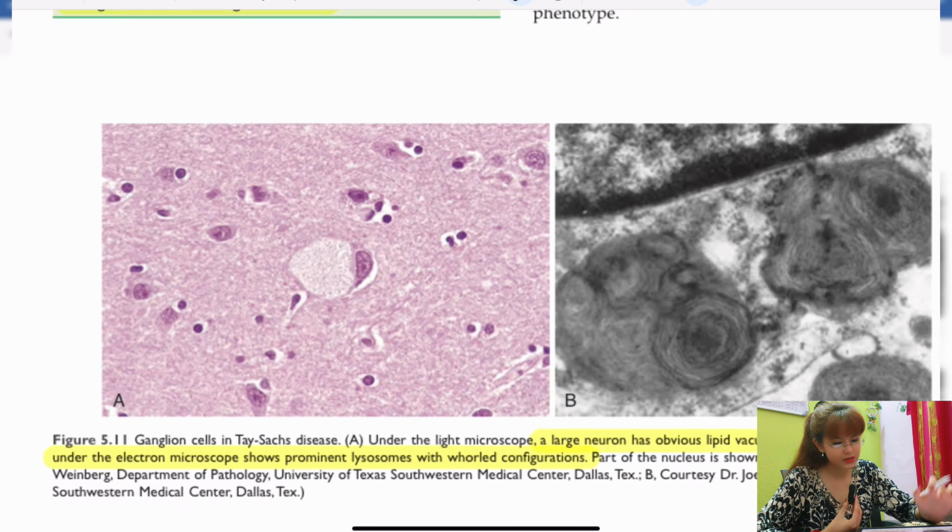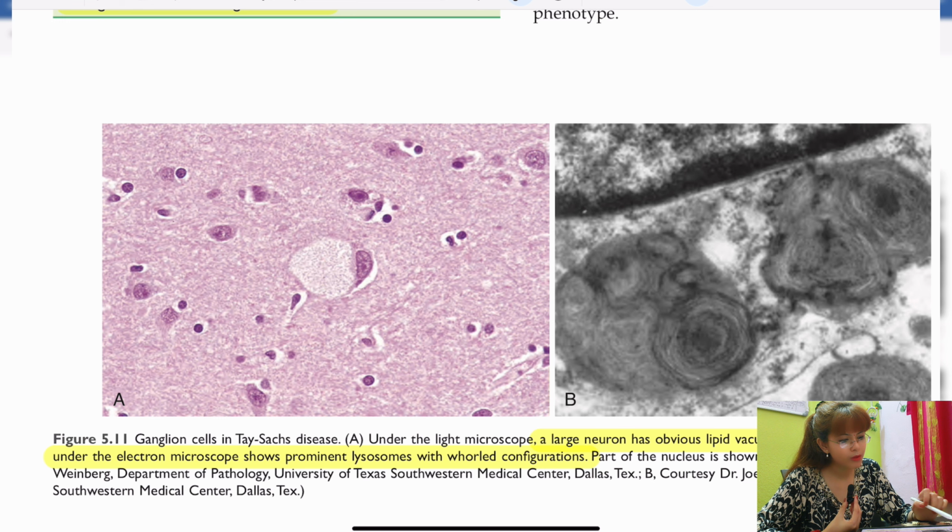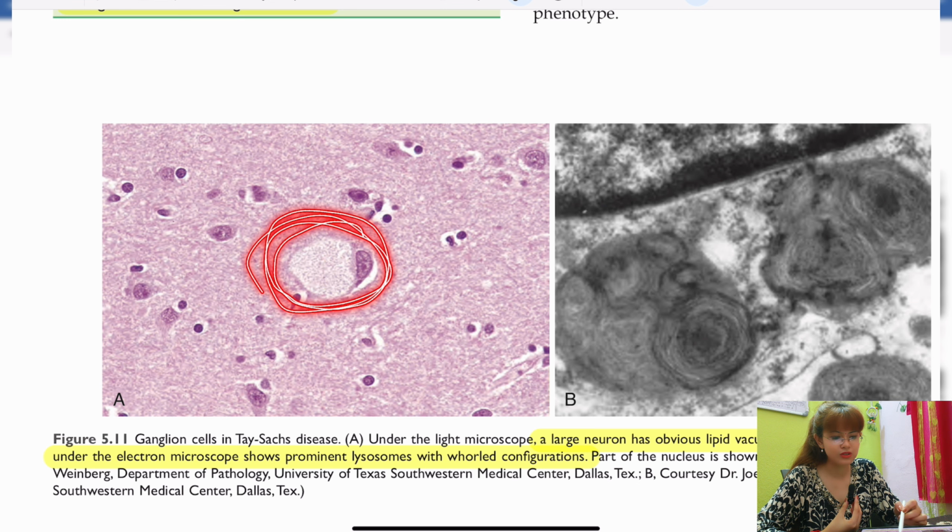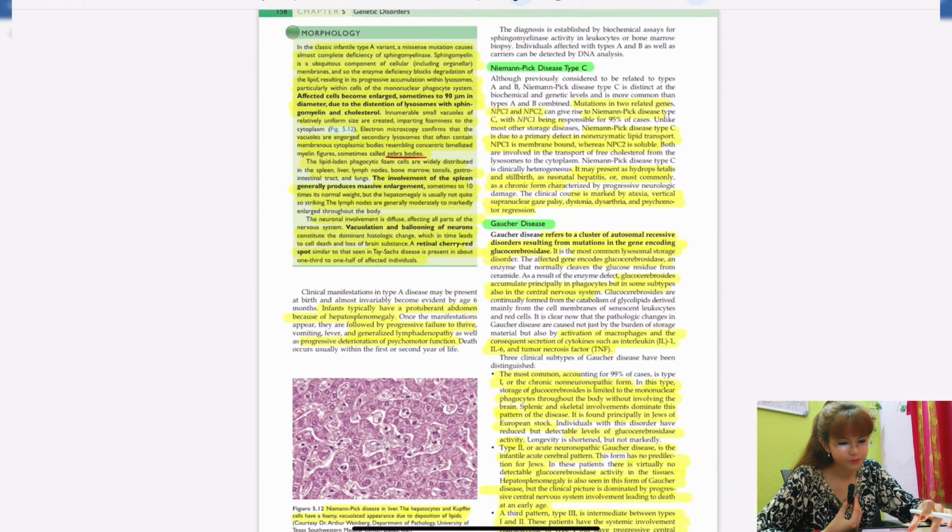Okay, as you can see here, this is the electron microscopy picture where you can see the whorled configurations of the lysosomes, and here you can see that this is a neuron, but it has got this lipid vacuolation. So you can see this is basically the ganglion cell in the Tay-Sachs disease.